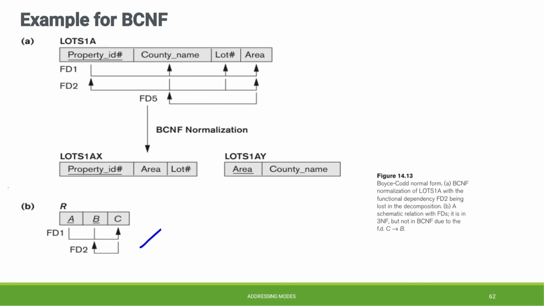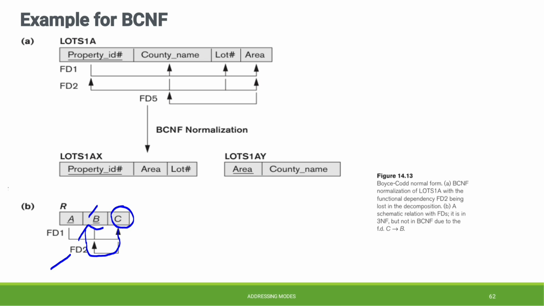So in this figure, A and B together decide the value of attribute C. A and B form the primary key, so they are prime attributes according to functional dependency 1. But according to functional dependency 2, a line goes from attribute C to B. So B is a prime attribute, whereas C is a non-prime attribute, because A and B together form the primary key and hence A and B are prime attributes.